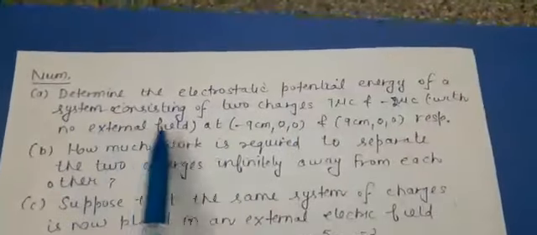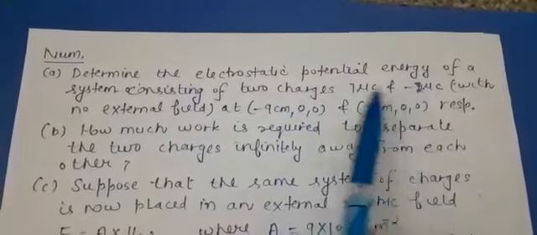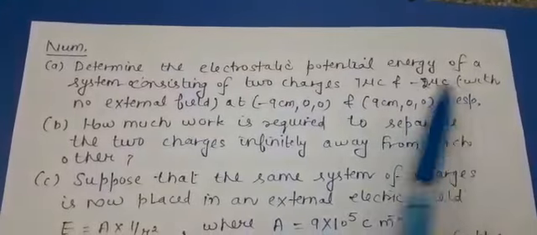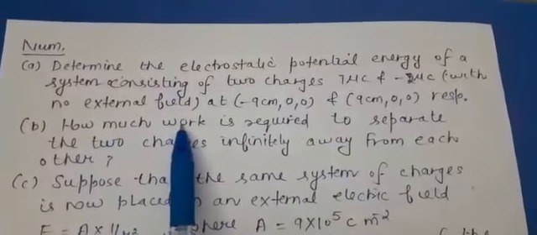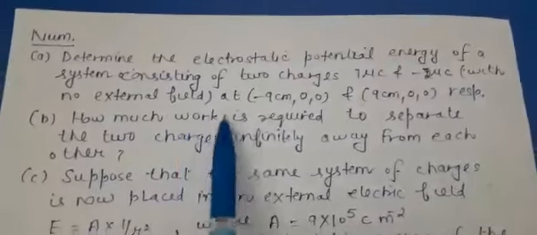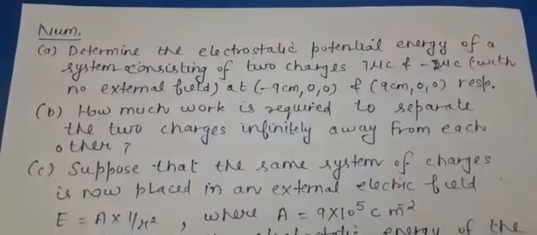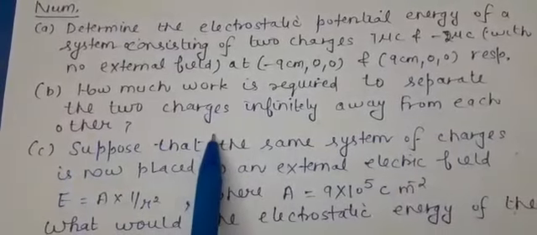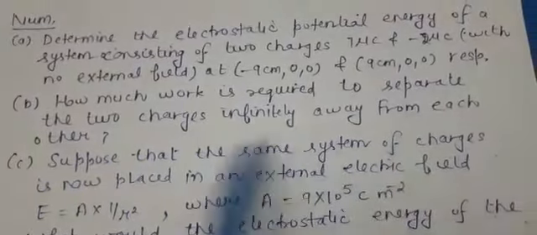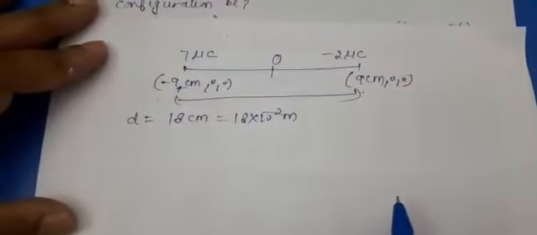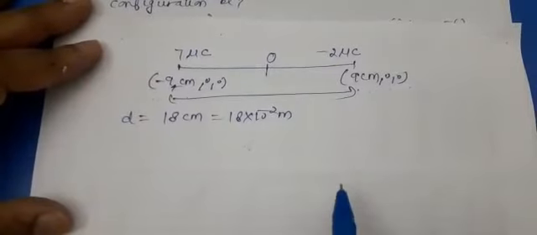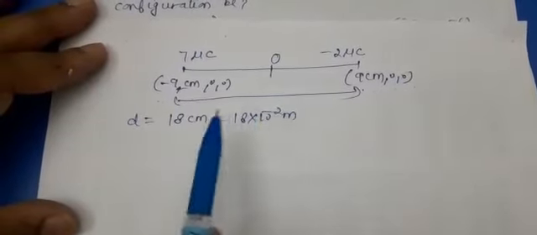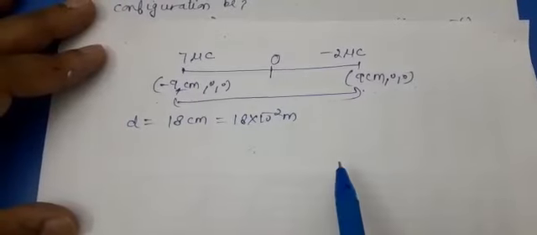Again, let me recall. Determine the potential energy of the system consisting of two charges, 7 microcoulomb and -2 microcoulomb, with no external field. No external field was present at these 2 points respectively. Now, how much work is required to separate the two charges infinitely away from each other? Basically, the work required to separate them to an infinite distance away from each other.